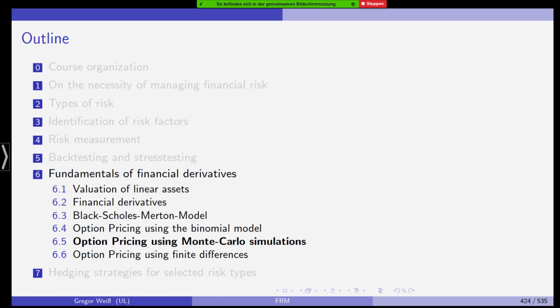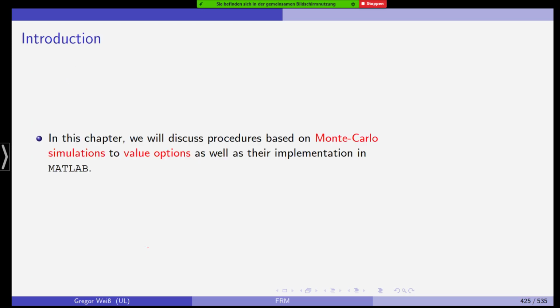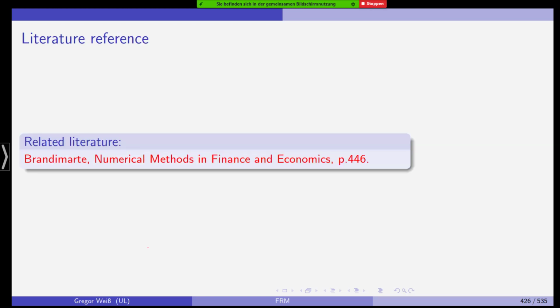We'll continue now with Monte Carlo simulations, which is even simpler actually. It's a common technique for pricing options, but it's very, very simple, and we'll show this in Matlab. You can read about this again in the Brandy Mate book. It's usually included in almost all textbooks on risk management and even in banking.